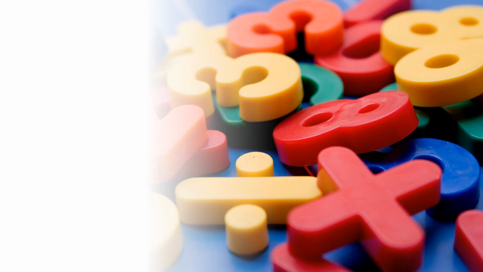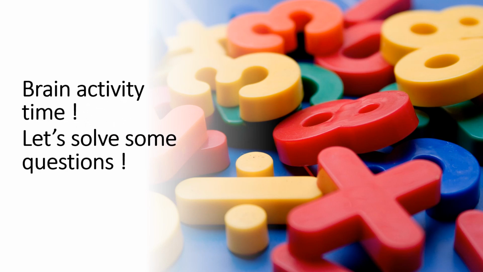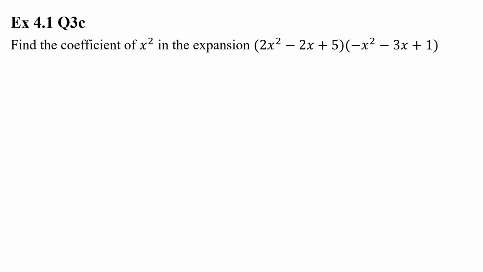All right, so having done some basic things about polynomials, now is the time to do some brain activity. So let's go and solve some questions from exercise 4.1. Right, let's look at these questions. To find the coefficients of x squared in the expansions of those two polynomials, one rather inefficient way is to just multiply every term. You do it like that. Yeah, but that would be rather tedious. So I will not advise you to do that.